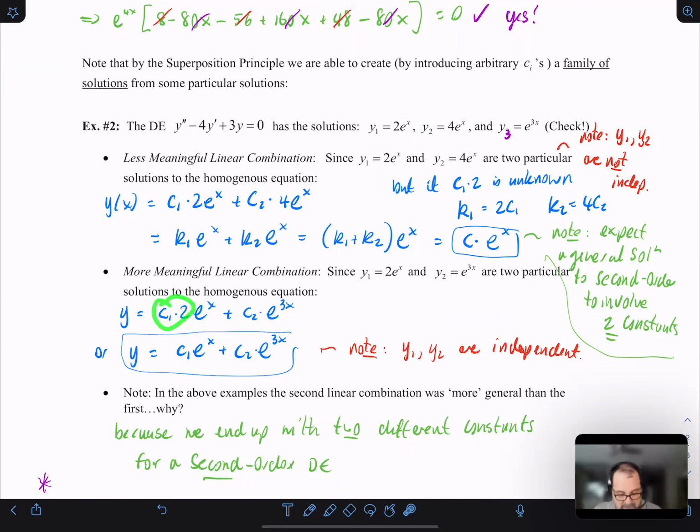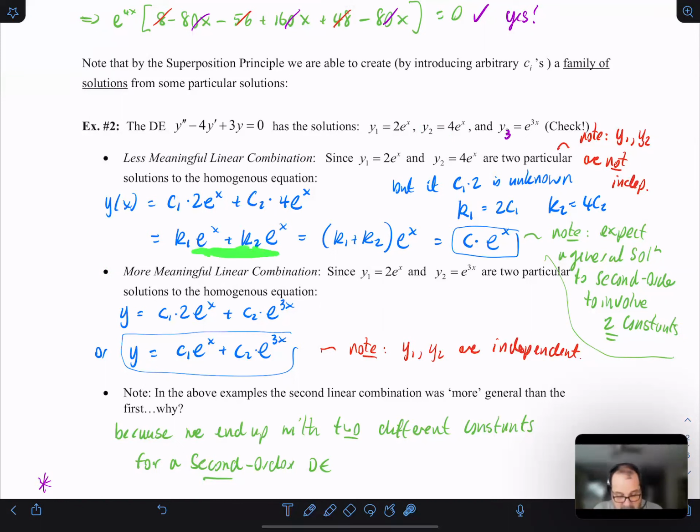And notice that this is a more meaningful, more general linear combination, because we cannot combine these into a single term. We now do have a solution here with 2 unknown constants in it, which is what we're expecting for a second order DE. So this is more meaningful. So the question is, why is the first one less meaningful and the second one more meaningful? And the point is, it's because they weren't able to be combined.